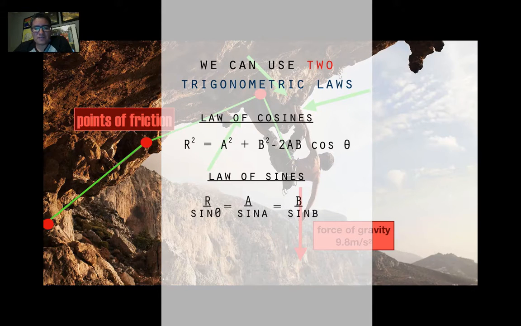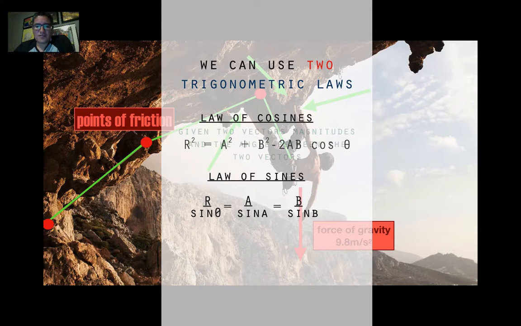And then you have law of sines, which I will discuss in another video, and that is the r length over sine theta equals side A over sine A equals side B over sine B. And these are ratios, this law of sines. So you use these trigonometric laws under different circumstances.